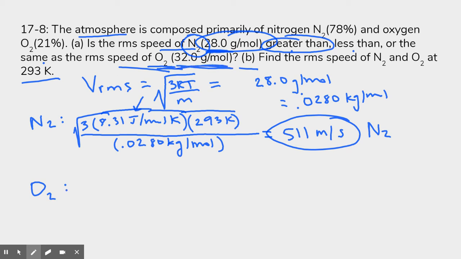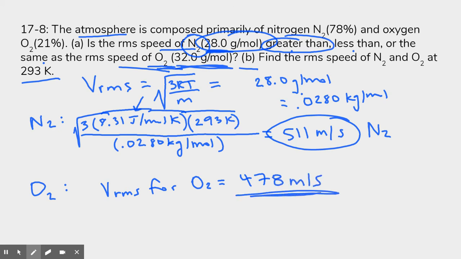So you should have found that the root mean square velocity for O2 is equal to 478 meters per second. And that is consistent with what we said earlier, that the speed must be greater for the N2. All right, let's move right along to the next problem.